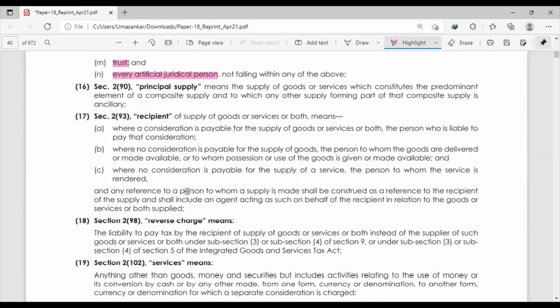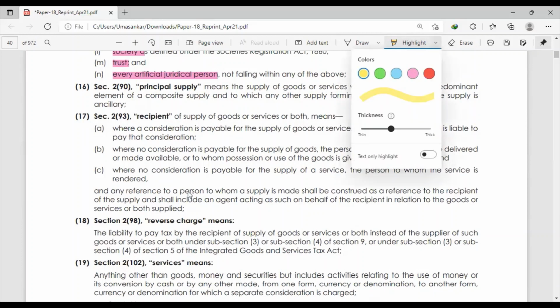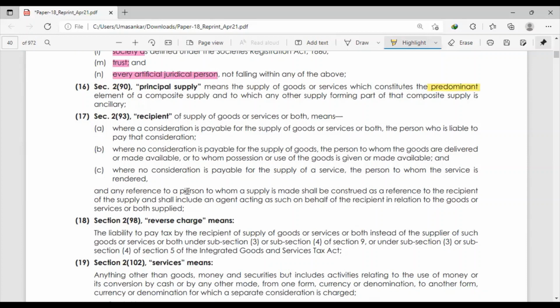Next we'll go. What do you mean by principal supply? I have already discussed it in composite supply; a portion is called principal supply. That we are going to read in the definition. It means the supply of goods or services which constitutes the predominant element of a composite supply. I told you, in a composite supply there are two or more goods or services, in which one is the principal supply. That is predominant, meaning it has a dominant role in that composite supply, and the other forms part of the composite supply as ancillary. I have also given the example, so I'm not going deep into it. Next, who is the recipient? This is the normal thing.